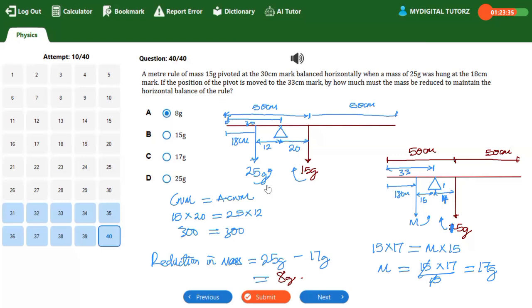Please, with this kind of question, you can fail it if you just focus on what you have without looking at what the question actually demands. So that is about question 40.